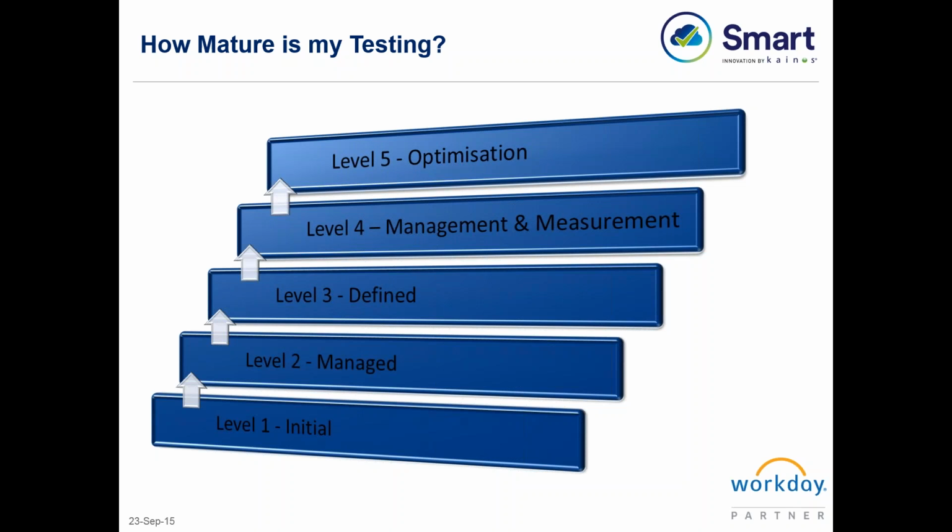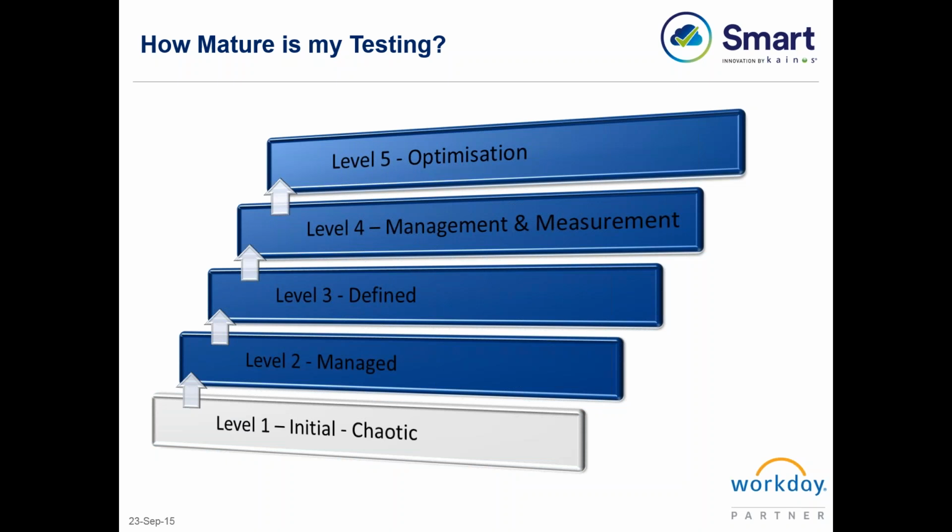So there's 5 stages, as you can see here, and let me bring you through them. The first one, level 1 initial, is chaotic. This really is, if we look at it from a Workday preview window where you have 5 weeks, you don't really know what you need to test, but you know you need to test. So you spend the 5 weeks really testing as much as you can until the time runs out, without really knowing why you're doing it, what you're expecting, what you should be concentrating on.